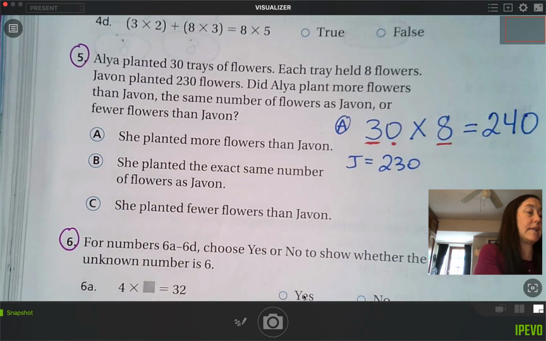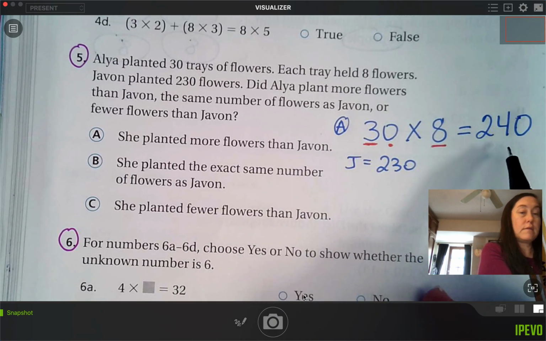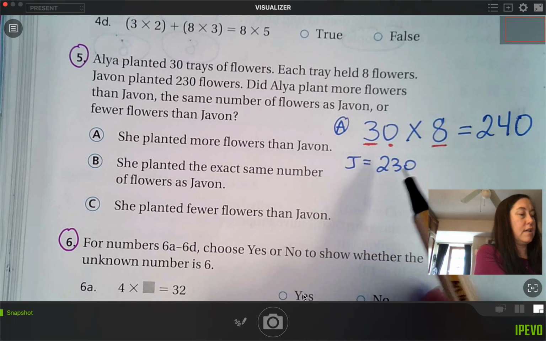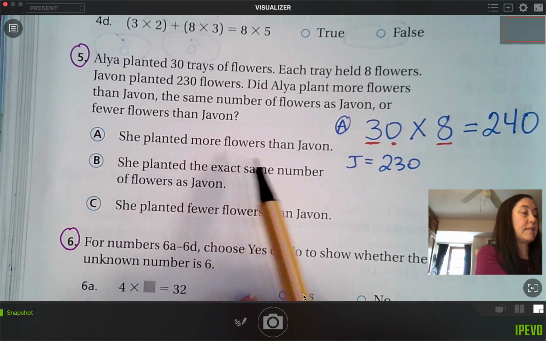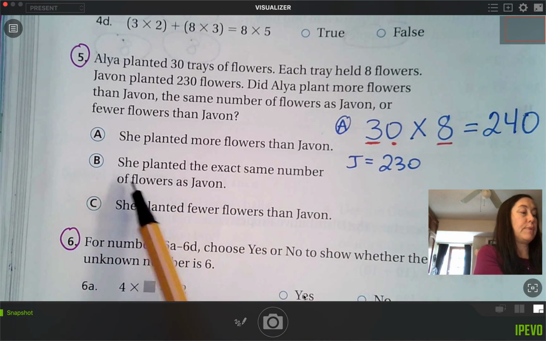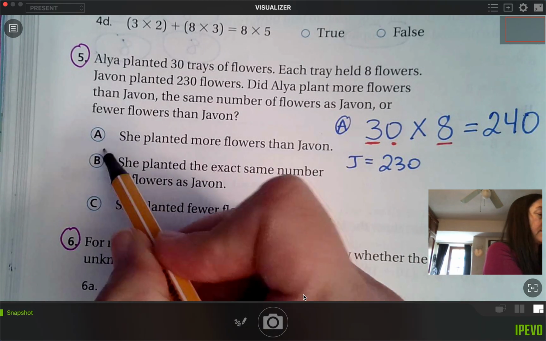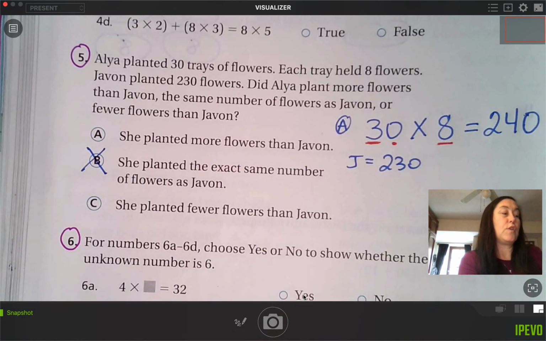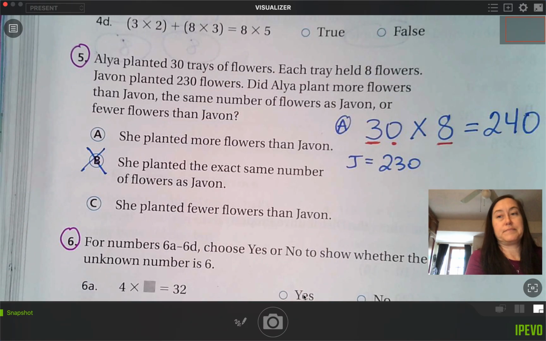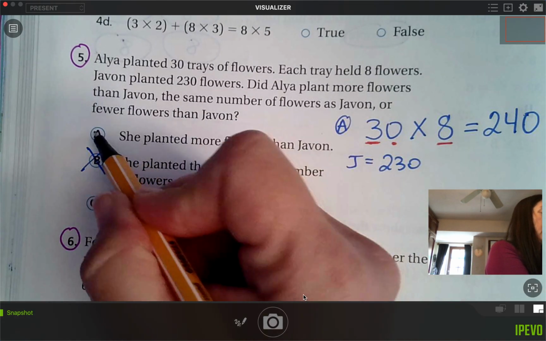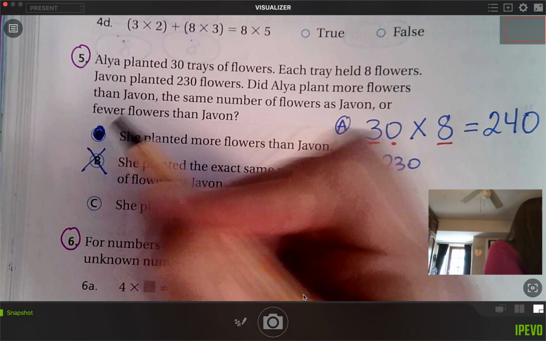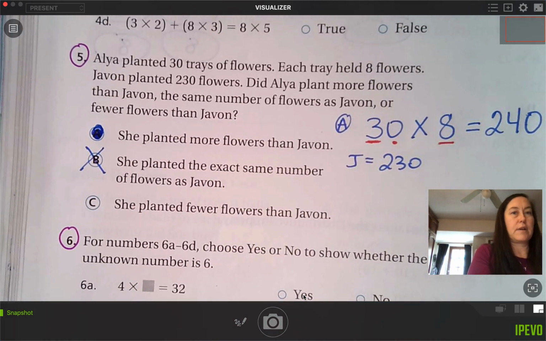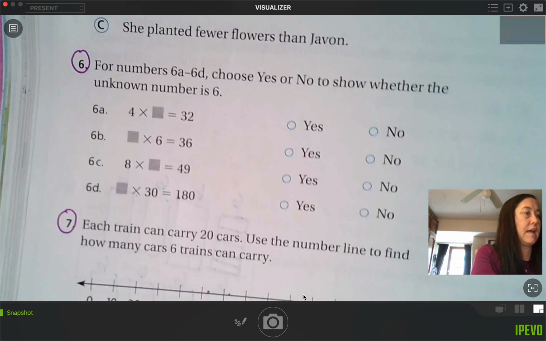So which one is more? Is Alia's more? She planted 240. Javon planted 230. So she planted more flowers than Javon. She planted the exact same number? We know that is not true. She planted fewer flowers than Javon? Well, 240 is more. So the correct answer is A. She planted more. Now today we're going to do number 6 and 7 and 8.